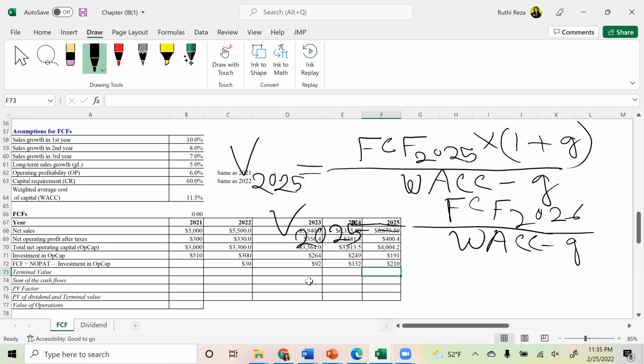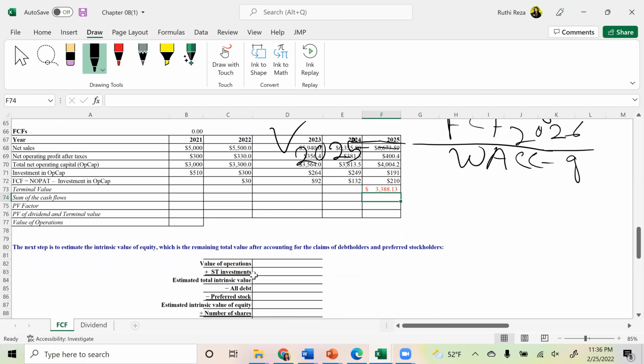All right. So let us calculate. FCF 2025, 1 plus growth rate 5%, over WACC minus your growth rate. Right. So terminal value here is 3388.